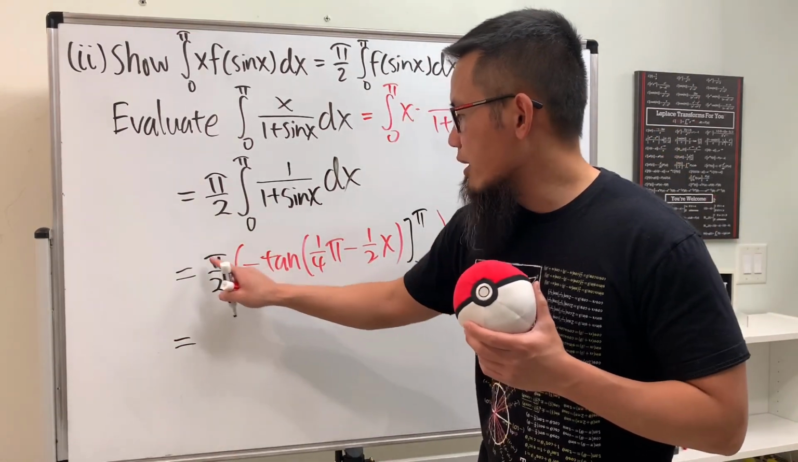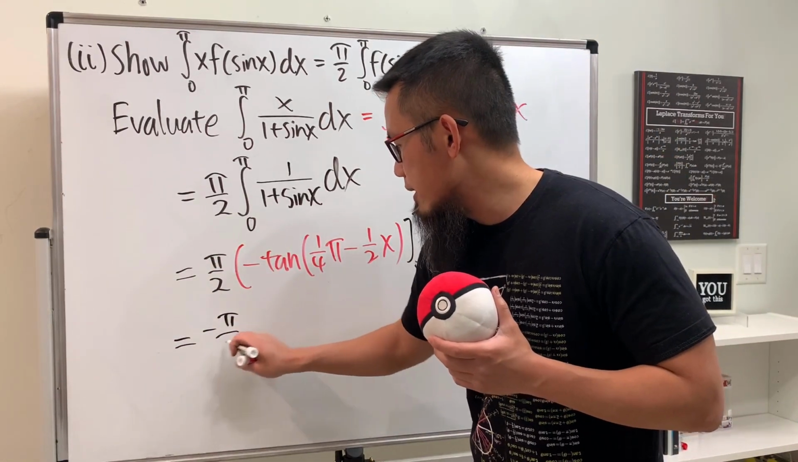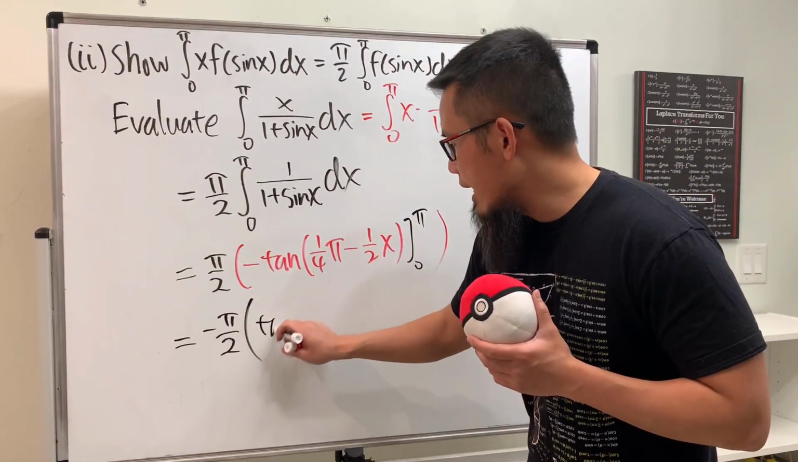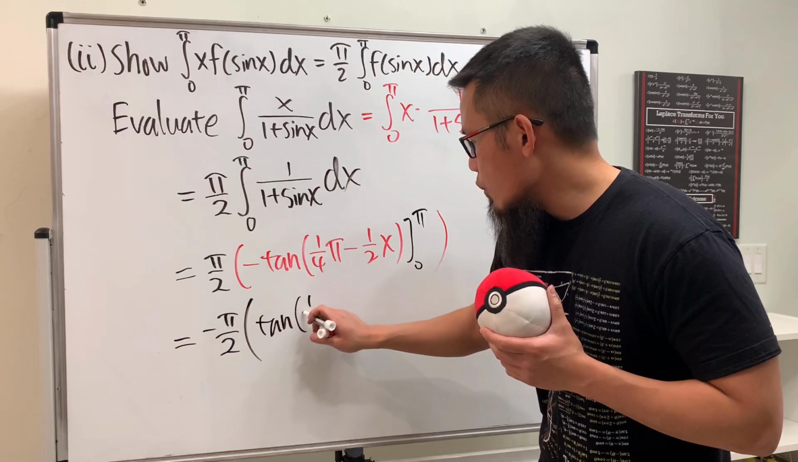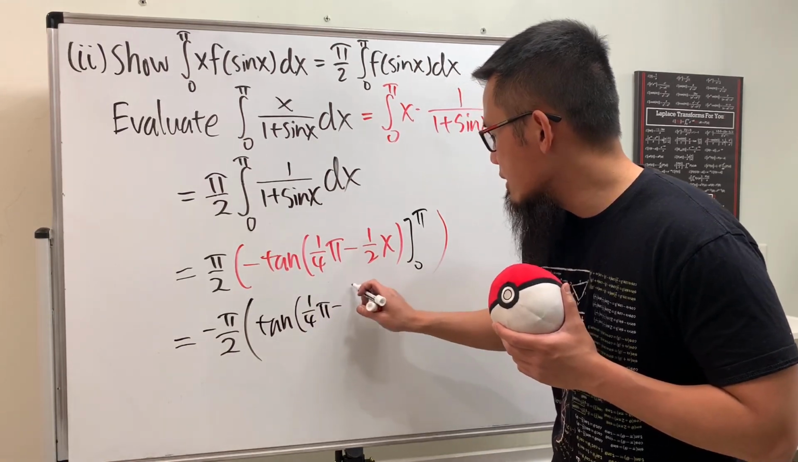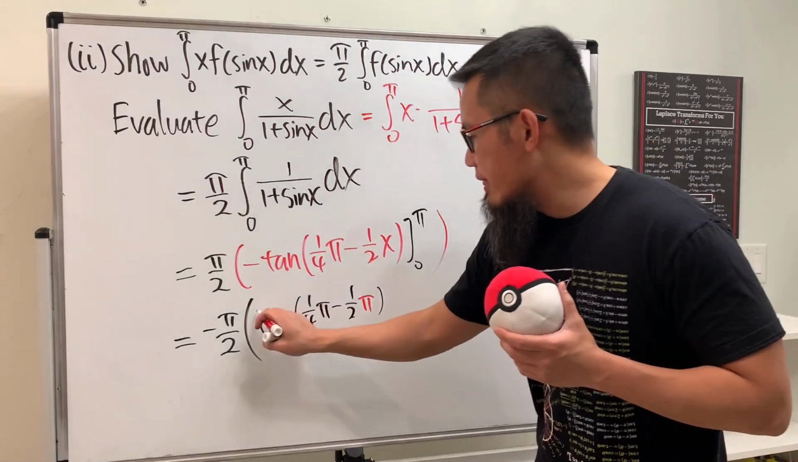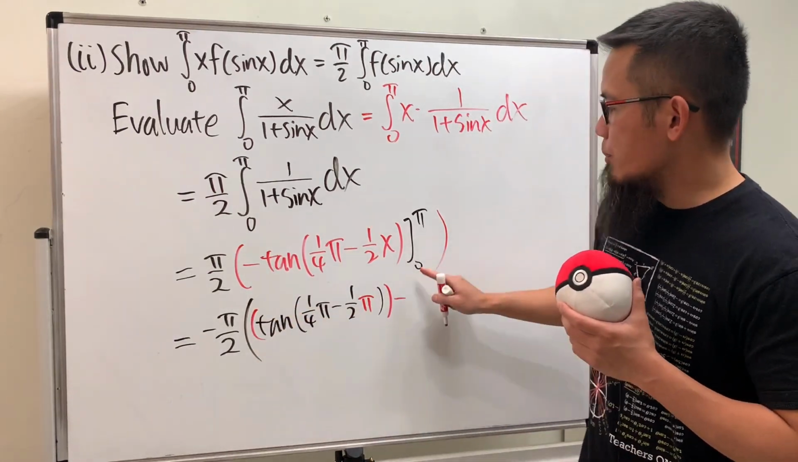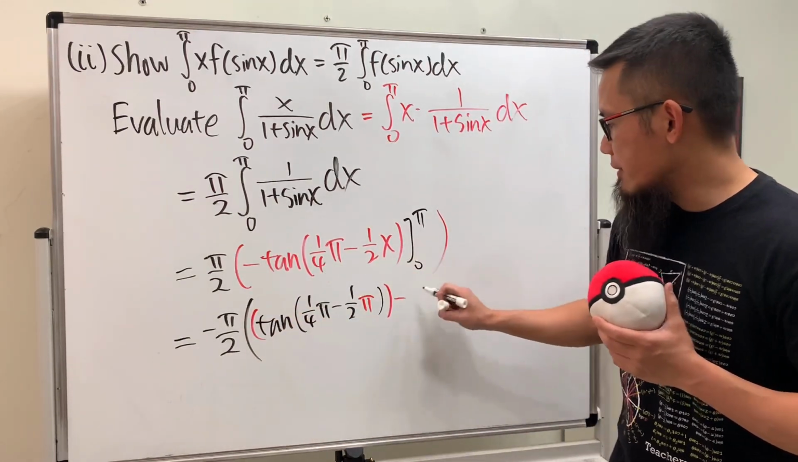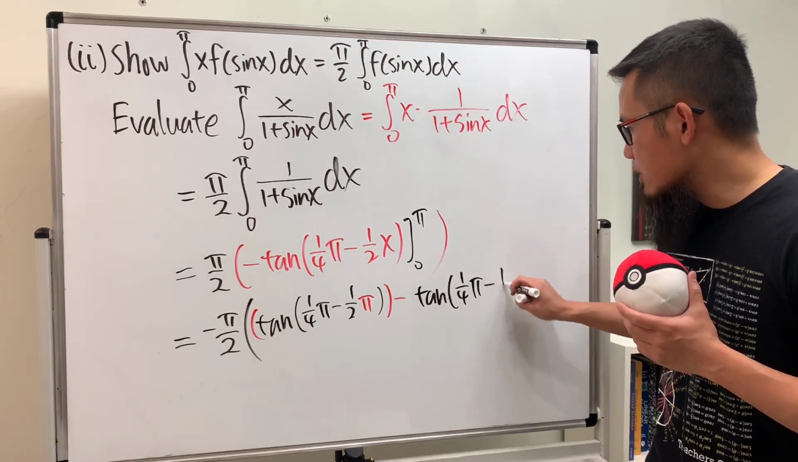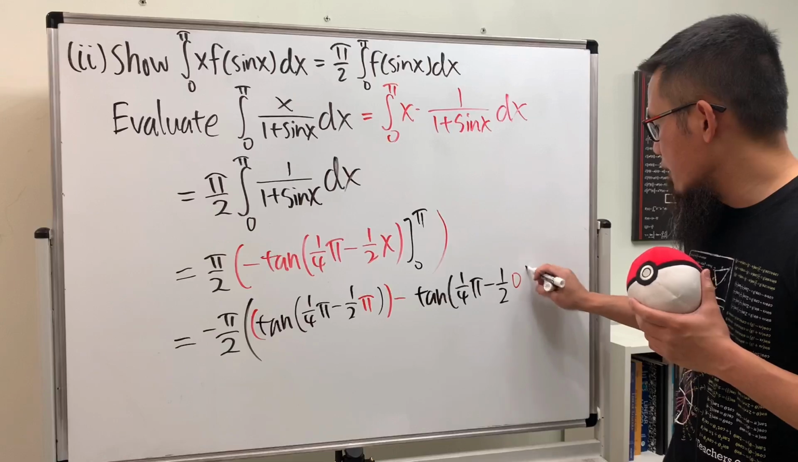Firstly, we will put on the negative pi over 2 all the way in the front, like this. And then I'm just going to put a pi in here. We will get tangent of 1 over 4 pi minus 1 over 2 pi. So that's the first part. And then I'm going to subtract, put a 0 in here. So we have tangent of 1 over 4 pi minus 1 over 2 times 0. Very nice.